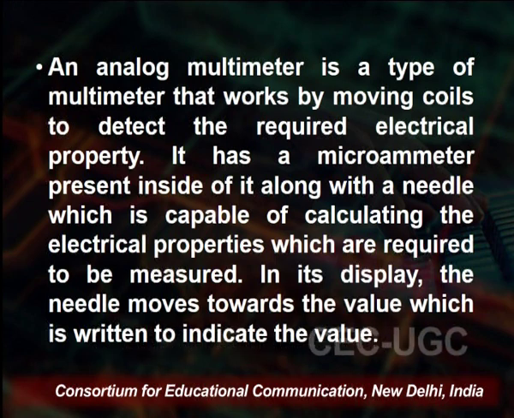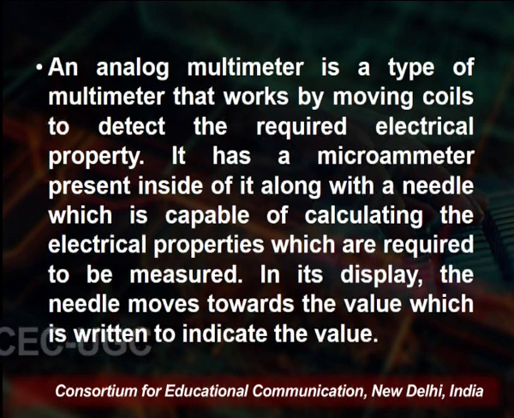In the display, the needle moves towards the value to indicate it. The needle is adjusted at the center, and as we get the value, it will move to the right or to the left. This device, the analog multimeter, is capable of measuring different types of electrical properties by making a few changes to it. It also provides precise values, but it is very hard to read.